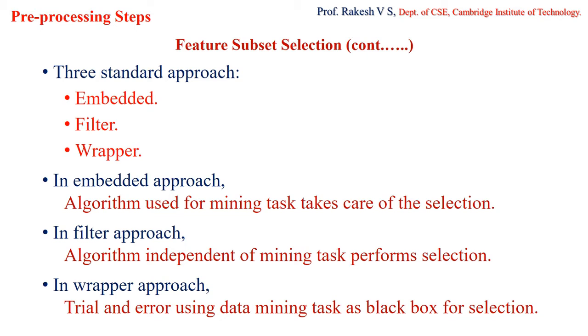In case of the filter approach, we use an algorithm other than the actual analysis algorithm. Other than the actual analysis algorithm, we will make use of another algorithm which would take care of identifying the subset, and then using that subset we will be performing the analysis. This is your filter approach. So in case of the filter approach, you will be having two algorithms, one algorithm to find the subset and another algorithm to perform the actual analysis.